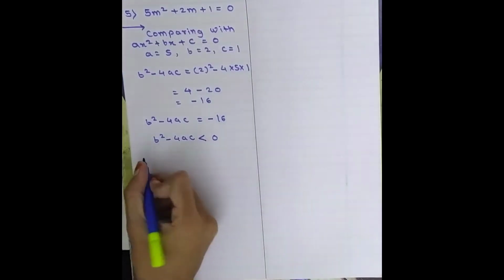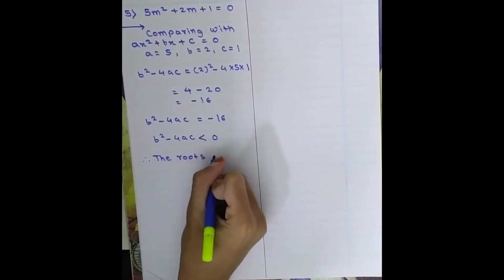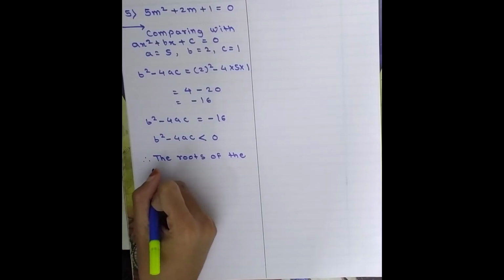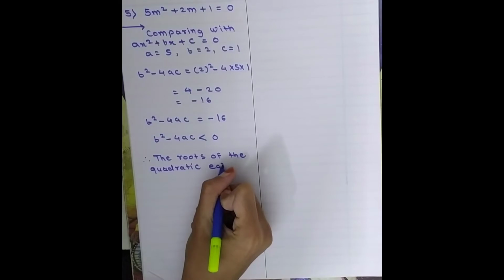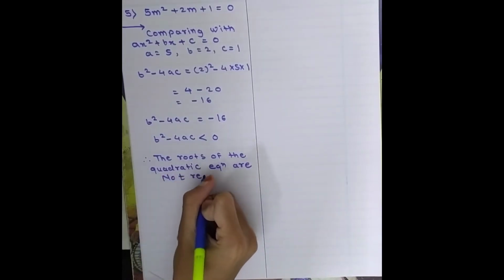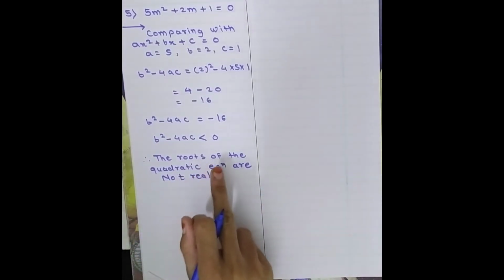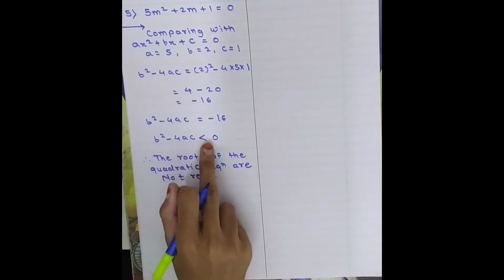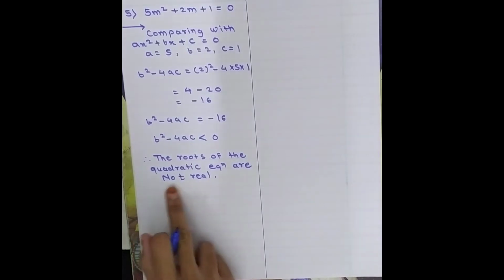Then b square minus 4ac is less than 0, therefore the roots of the quadratic equation are not real. We all know the nature of quadratic equation: when b square minus 4ac is less than 0, then the roots of the quadratic equation are not real. So directly wrote that.